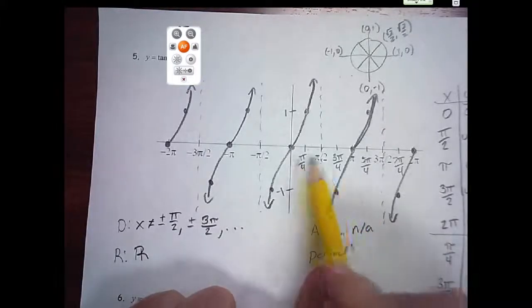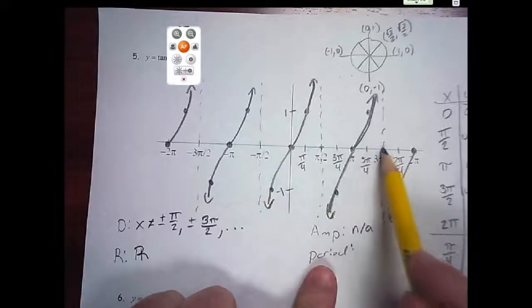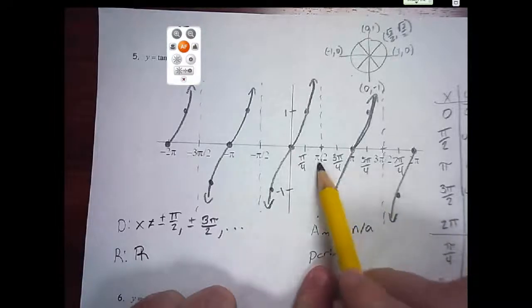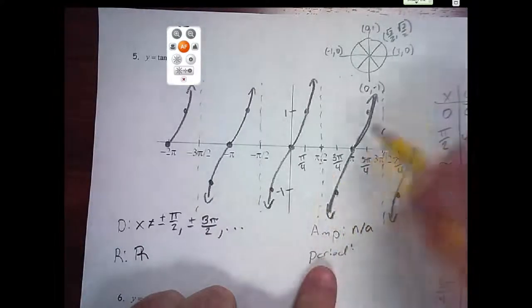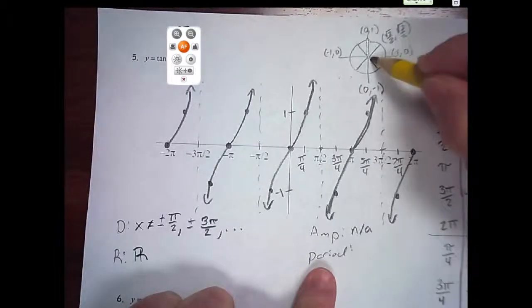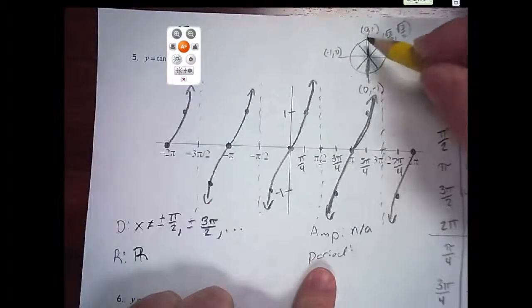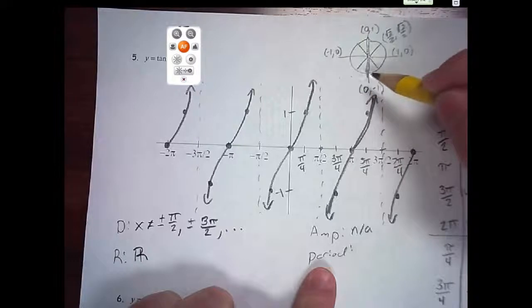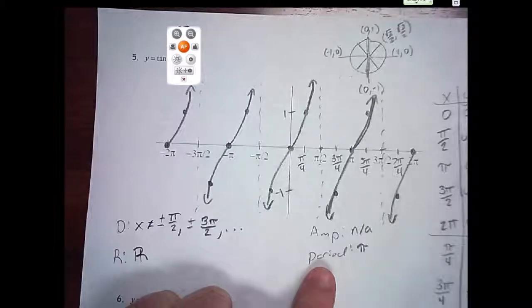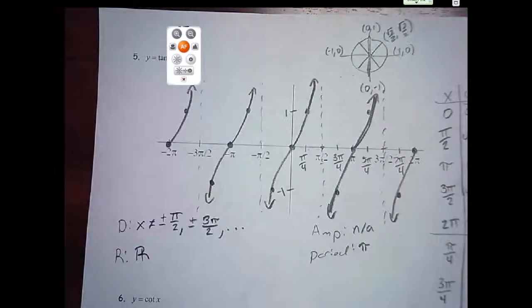Let's see. From here to here, right? Well, kind of think about this. Pi over 2 is up here on your circle. 3 pi over 2 is down here, right? So that's half of a circle. So what's the radian for half of a circle? Pi. Okay, so the period actually is pi for tangent. So it's a little bit different than the other graphs.